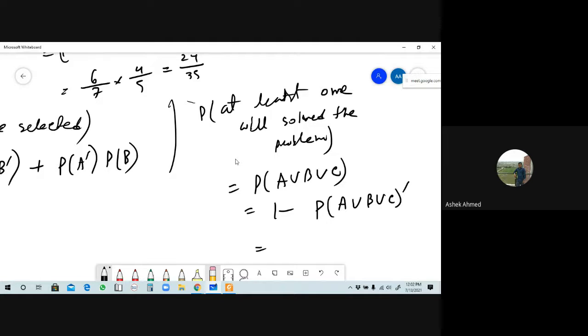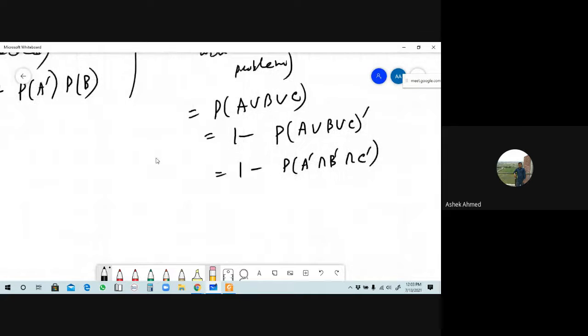Suppose there are three events, but since they are three persons trying to solve it independently, the events will be independent. So in that case, by using De Morgan's theorem, this will be the probability of A complement intersection B complement intersection C complement. So the result will be 1 minus probability of A complement times probability of B complement times probability of C complement.